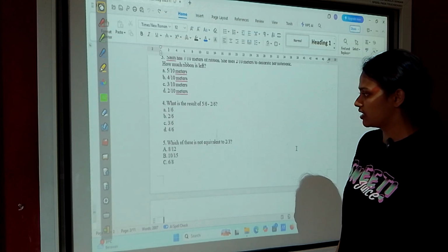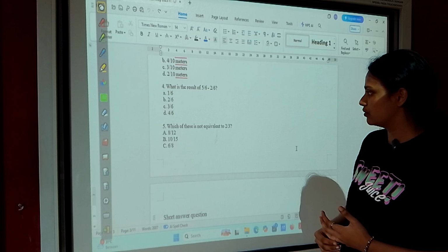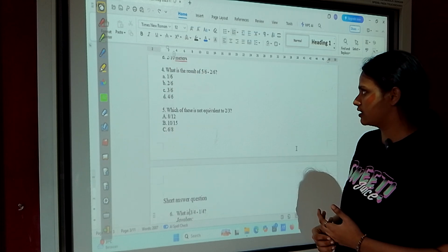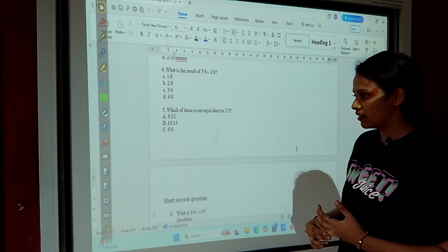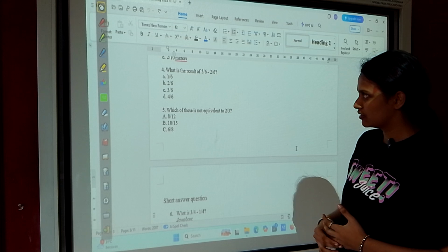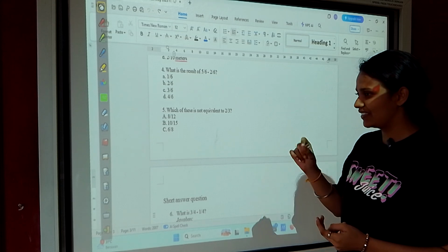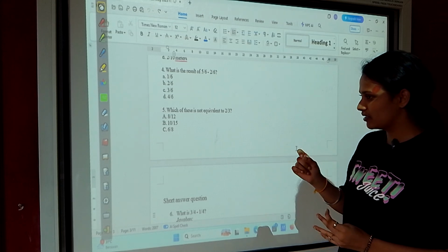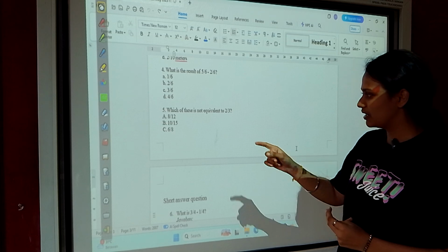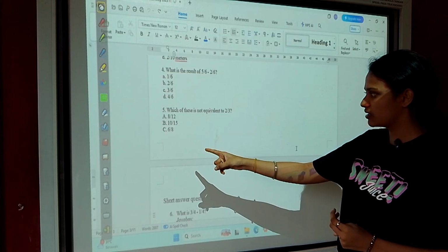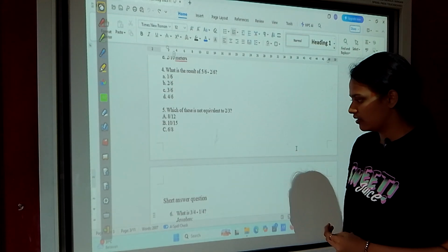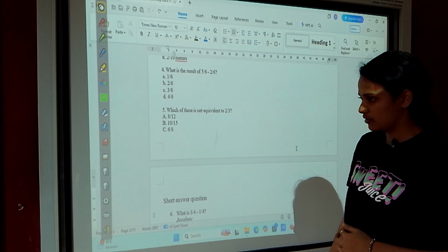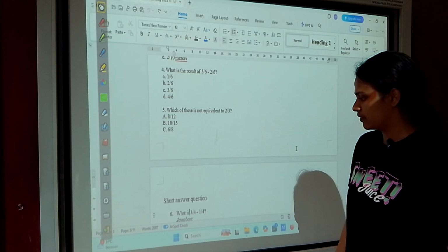Which of these is not equivalent to 2 over 3? Why is this only until C? A, B, C. Where is D? I think it's that, but you put the answer would be 6 over 8. Okay, later you check it. Next.